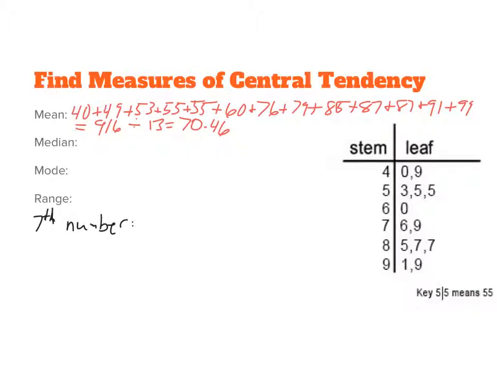The median is the middle number. We've got 13 numbers. So for the middle one, I go 1, 1, 2, 2, 3, 3, 4, 4, 5, 5, 6, 6. My median is going to be 76.